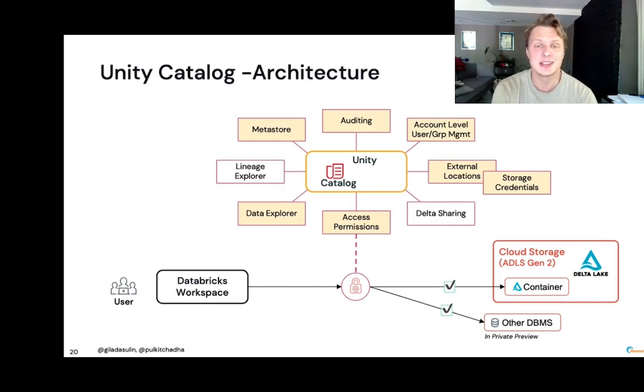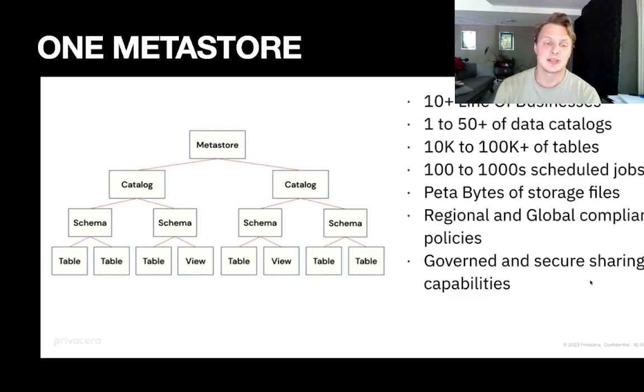You hit the Unity Catalog before you hit your data, so it makes sure it blocks people who can't have access. You can also do really cool things like search through the data. You can see the lineage, those types of things in Unity Catalog. So it's that centralized data catalog across your environment.